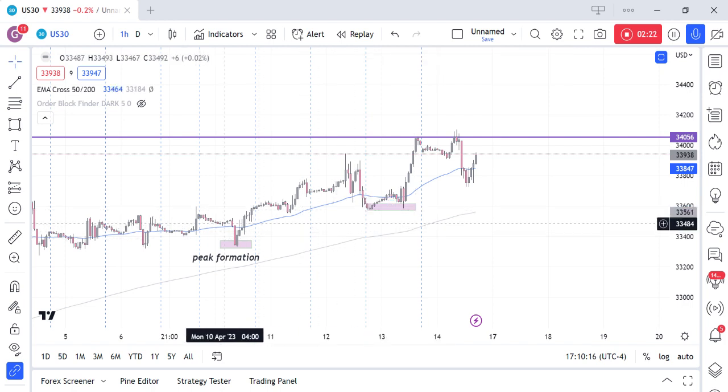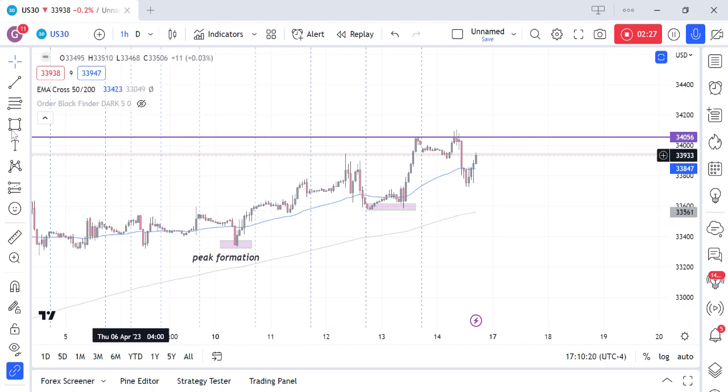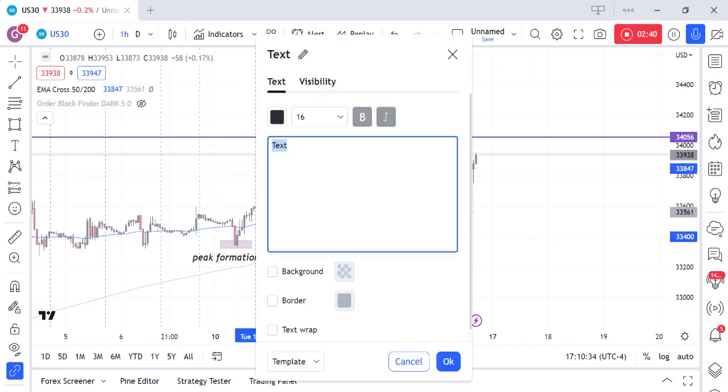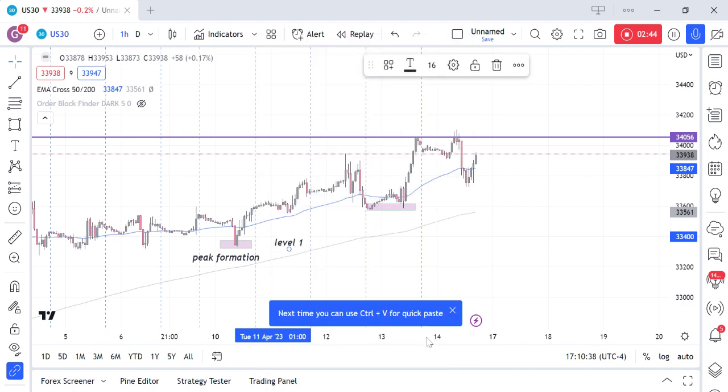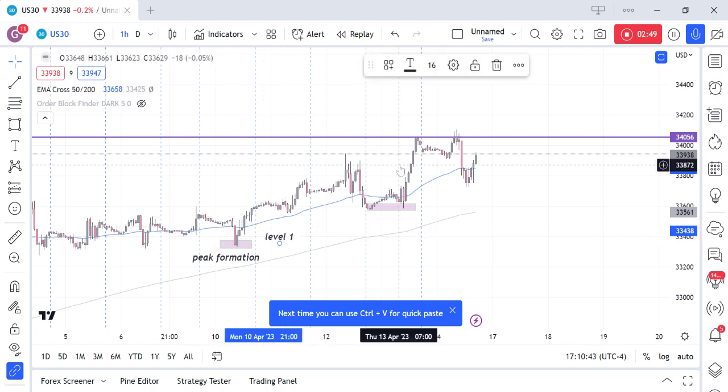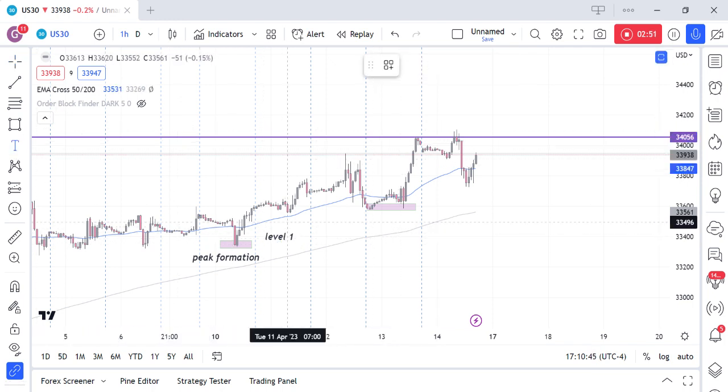All right, so you have the peak formation. After the peak formation comes level one, which you can see right here on Tuesday. It made a double bottom, W, and then it bought. That's level one. And I mark my charts up like this just so that I can stay focused and not deviate from the strategy, and just stay disciplined and remind myself of where we are.